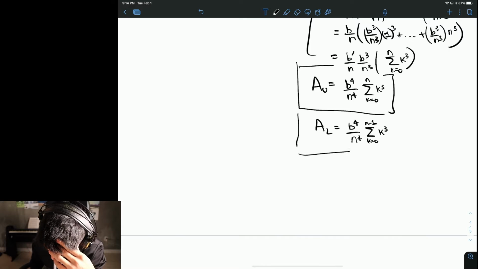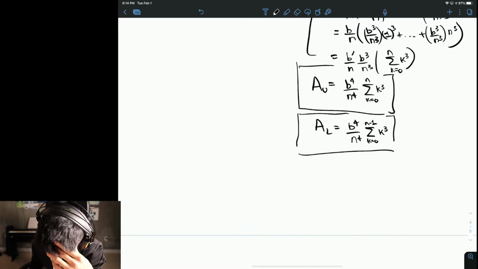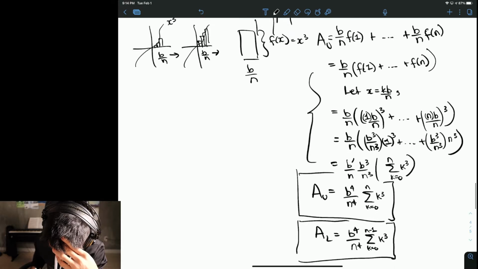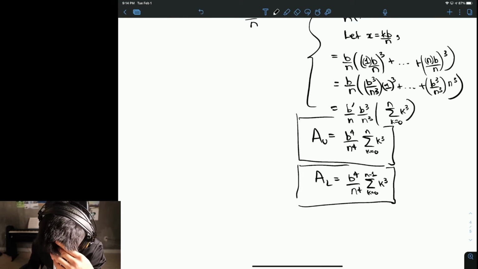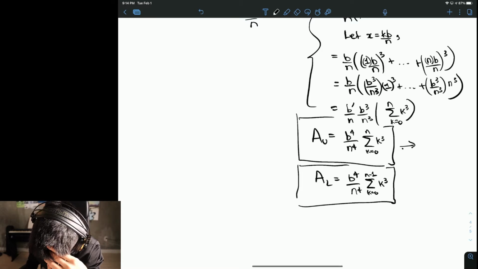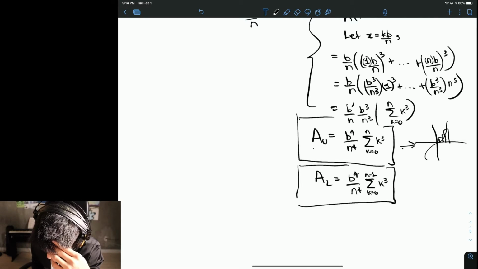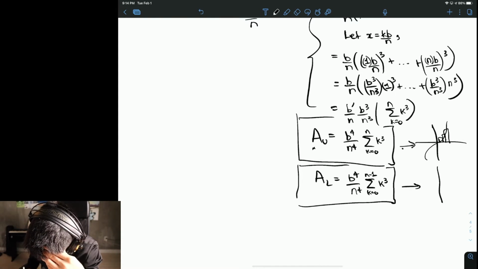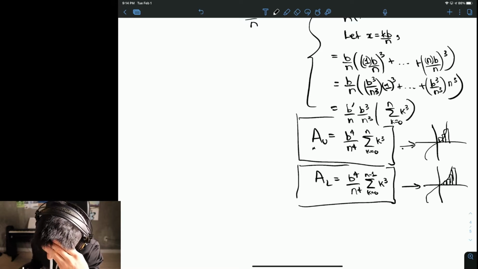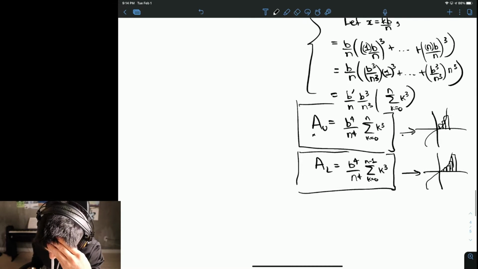So now we have these two terms. And we know that this corresponds to some parabola, and the upper bound is all the rectangles that exceed it, so it has to be bigger. This area has to be more than the area of the parabola, and this one corresponds to an underwhelming approach where the rectangles never exceed the area of the parabola, so therefore this is always less.